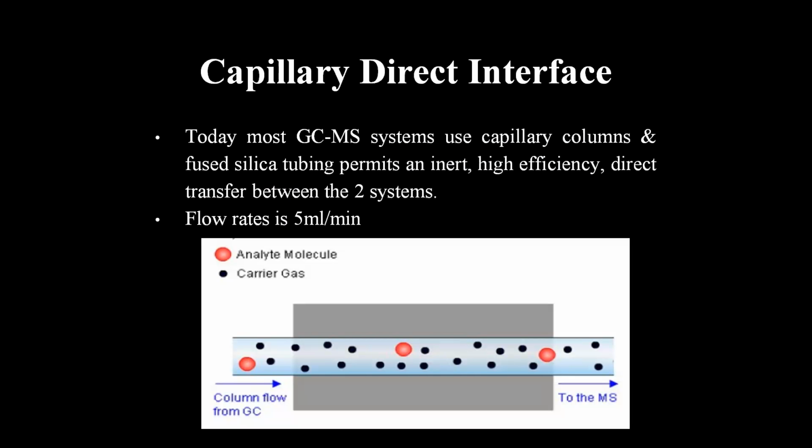What is the capillary direct interface? Today, most GCMS systems use capillary columns and fused silica tubing formats and inert high efficiency direct transfer between the two systems. The flow rate in the capillary direct interface is 5 ml per minute. It is easily used. You can see that these are the analyte molecules and these are the carrier gases which are flowing in the capillary tube. This is the column flow from GC to the MS.